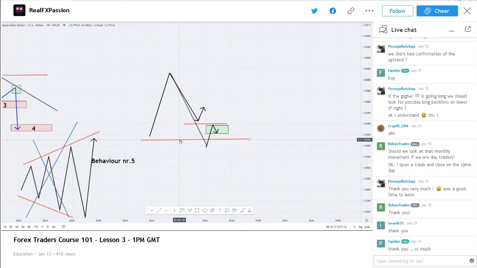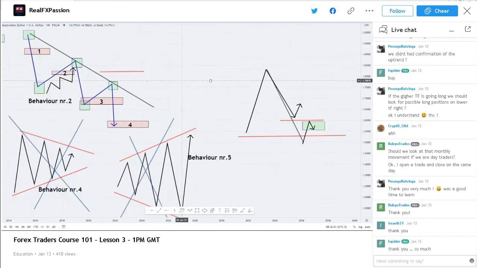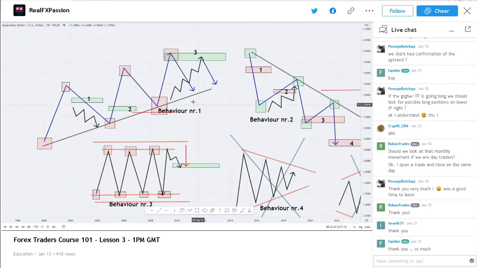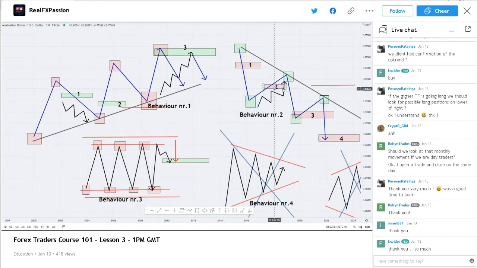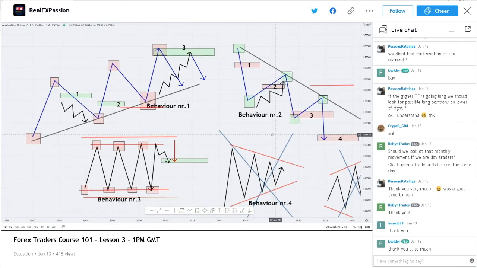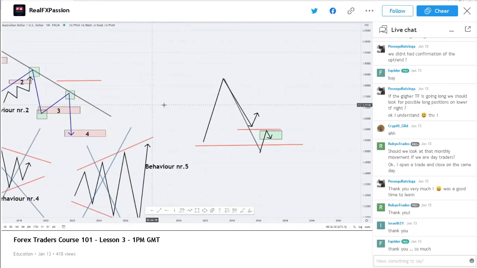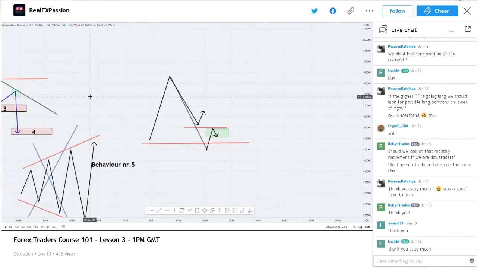But still, the market just made a lower low. See, the behavior number one, it's easy, right? When it's beautiful like this. And the behavior number two, it's easy too, right? Oh, look at these beautiful lower lows, lower highs. It's easy. What if on the chart I'm seeing something like this?